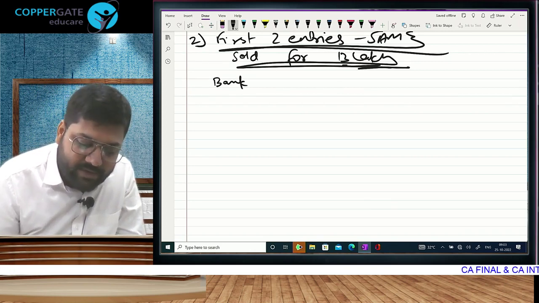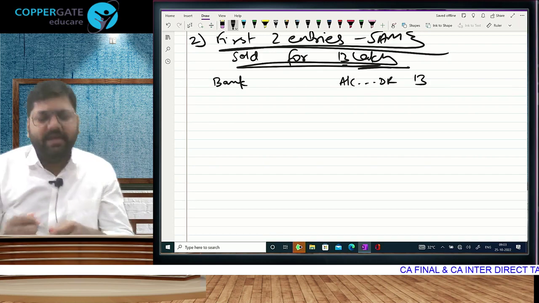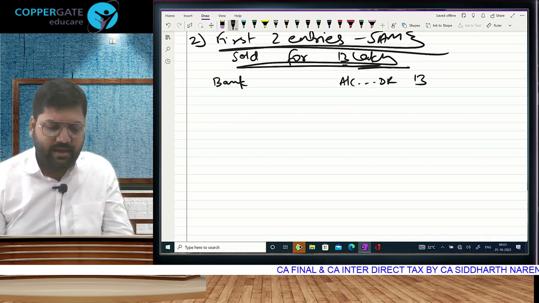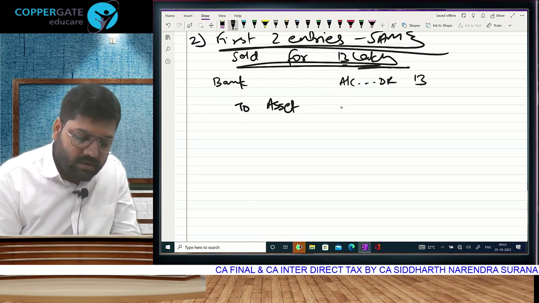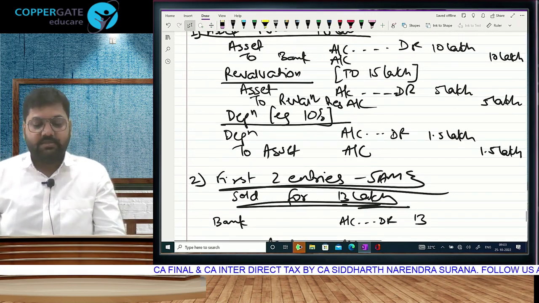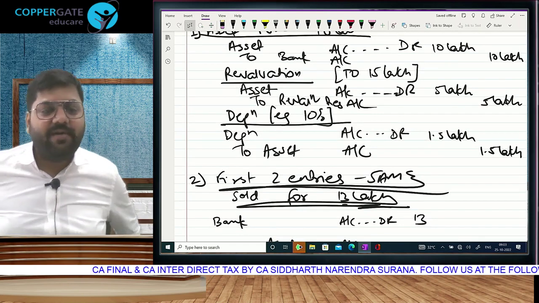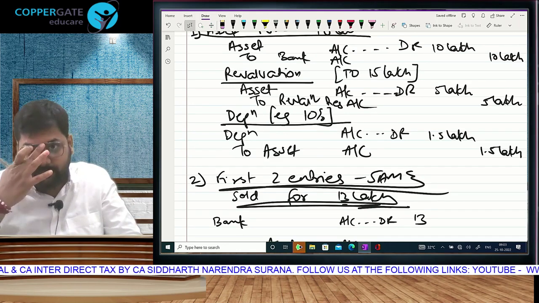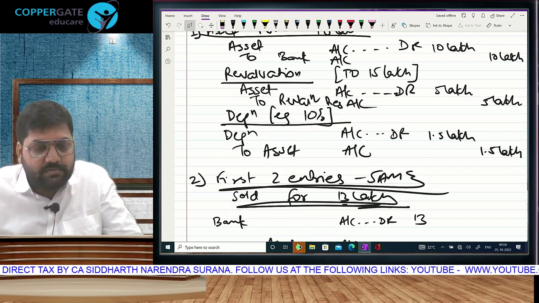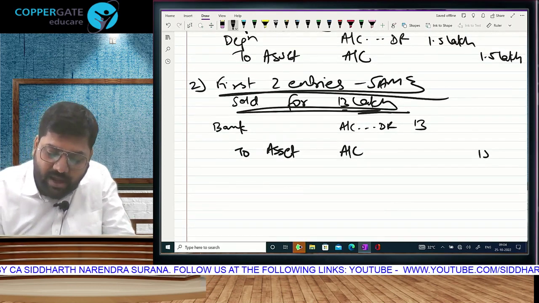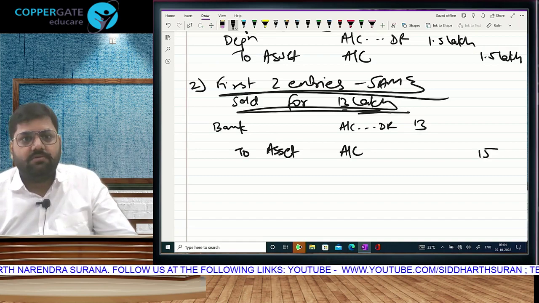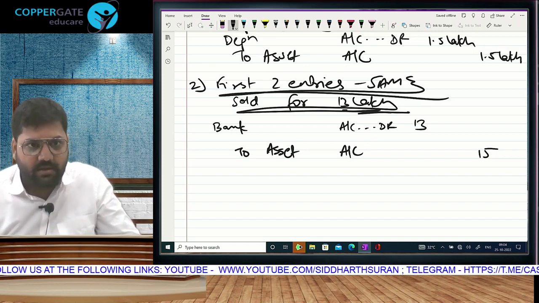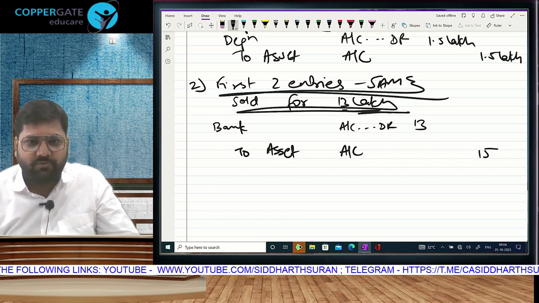Please pay attention. Bank account debit 13 lakhs. Any other amount you write here, it's a mistake. It has to be 13 because the asset is sold for 13. It cannot be anything. Correct? To asset account. Now this requires you to go back to the first 2 entries and observe carefully and tell me what is the value of asset in accounts right now. Purchased for 10, but what is the accounting value, the book value right now? 15 lakh rupees? Because we have done revaluation. So asset account, you have to remove 15. Anything else is wrong. Bank account has to be debited by 13. Asset account has to be credited by 15. Because you have received 13, but value of your asset in accounts is 15. You have to do it this way.